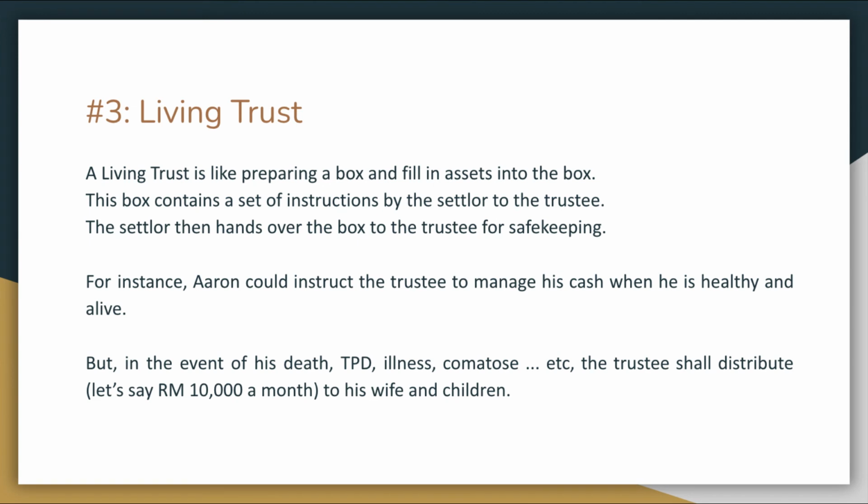And finally, Aaron could establish a living trust. Here is how it works. A living trust is like preparing a box and filling assets into the box. The box will contain a set of instructions by the settlor, and the settlor then hands over the box filled with assets to the testator for safekeeping. And so if Aaron sets up a living trust, he could instruct the trustee to manage his cash when he is healthy and able. But in the event of Aaron's death, total permanent disability, illness and comatose, the trustee shall distribute his cash, let's say 10,000 ringgit a month, to his wife and children.